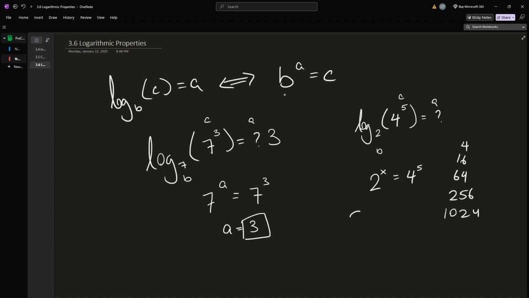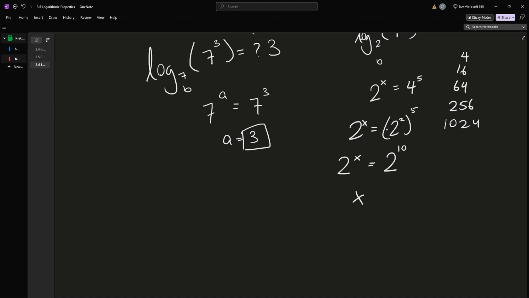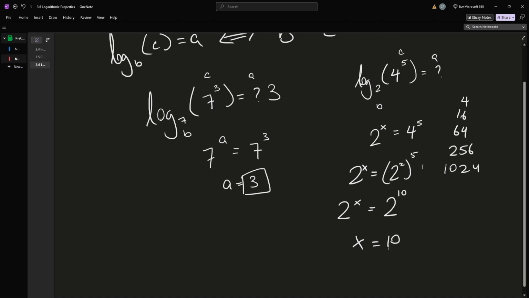What you can do instead is 2 to the x is equal to, what's 4 in terms of 2s? 2 to what power is 4? It's 2 squared, to the 5th. And with exponent rules, if you have an exponent to an exponent, you multiply those. I'm just glossing over this, this is theory. So we have x equals 10. This kind of shows us a glimpse. We have this example right here.